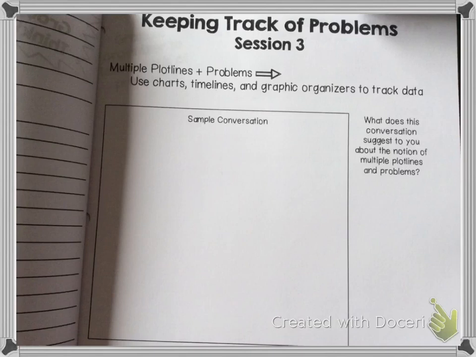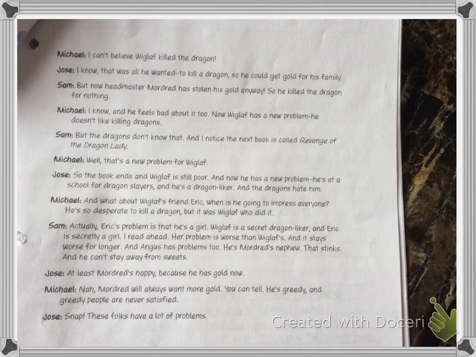So right here, I want to show you a transcript of a group of boys who were reading a story from the Dragon Slayer series. This is the first one, I think, in that series. This is a transcript of their discussion. I want you to put on your researching lenses and see what this conversation is suggesting to you about the notion of multiple plot lines and problems. Pay attention to that as I read this to you. What are some of the multiple problems that are happening in this story that they're discussing?